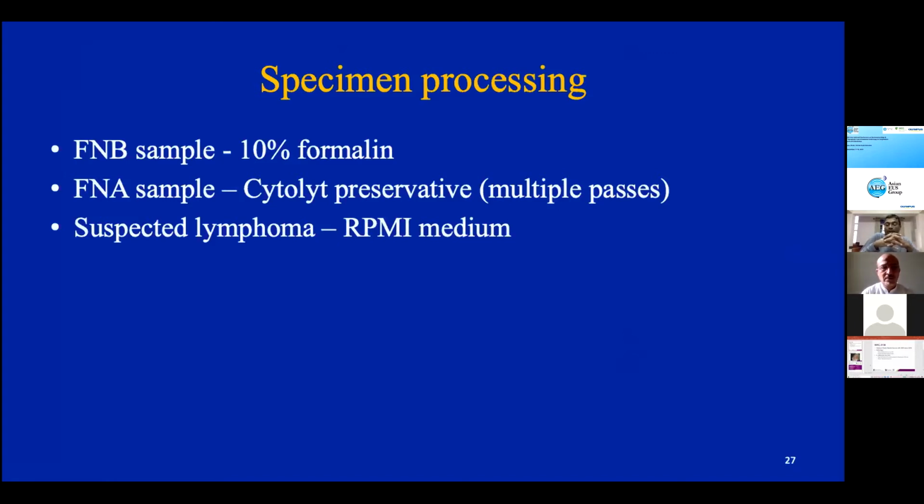When you suspect a lymphoma, and if you're sampling a lymph node, always use your RPMI medium. Do not use formalin because it will lyse the tissue and there will not be enough material. Also CytoLyt may not be very good. If you put the specimen in CytoLyt, and you're suspecting a lymphoma, it has to be transferred to another medium within a 4-hour duration.